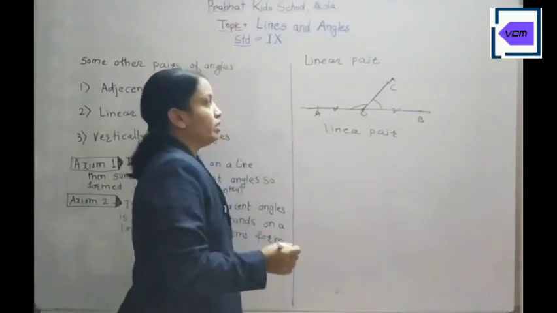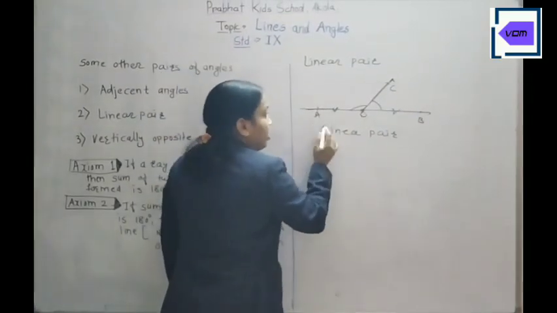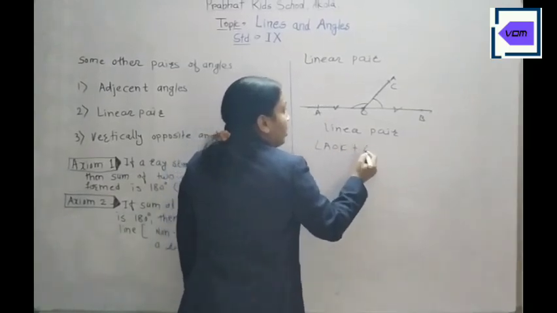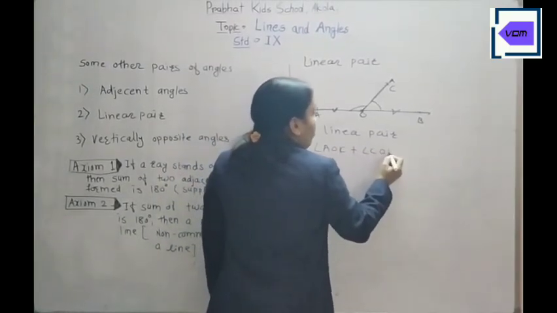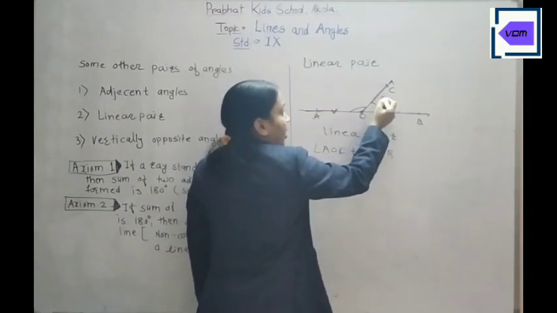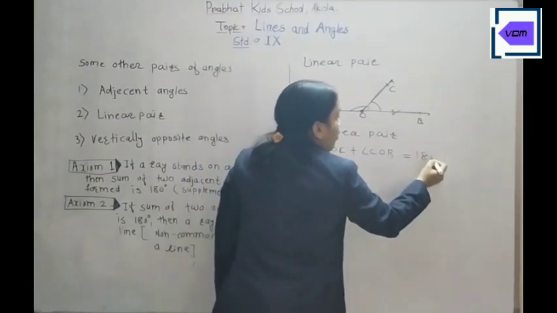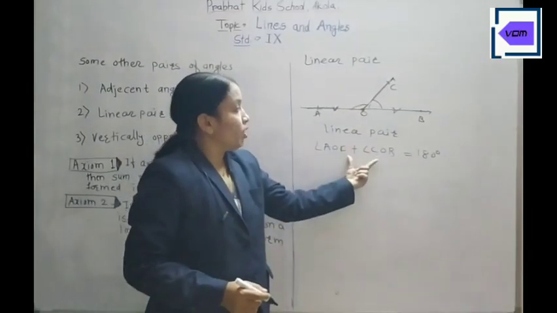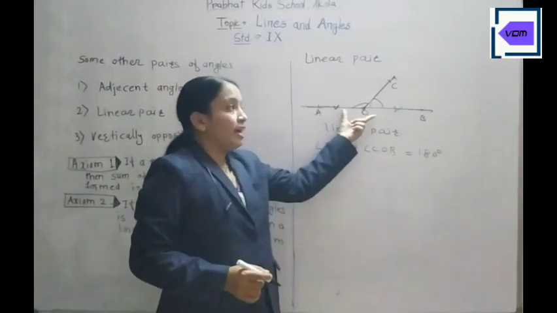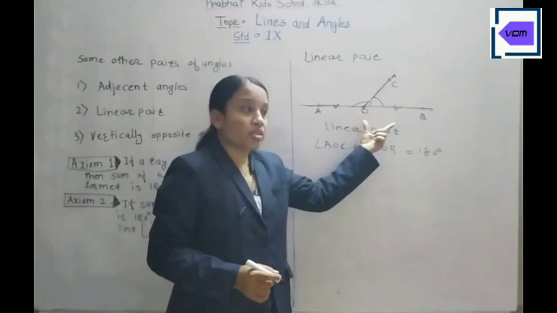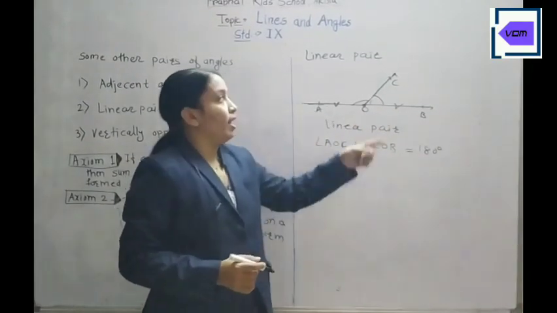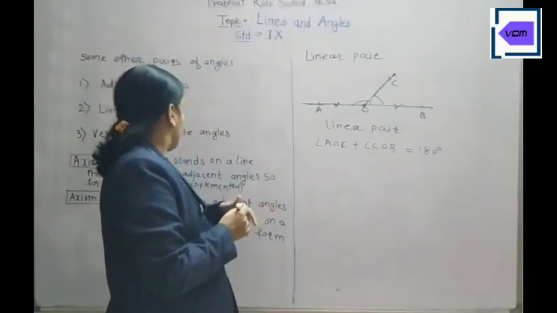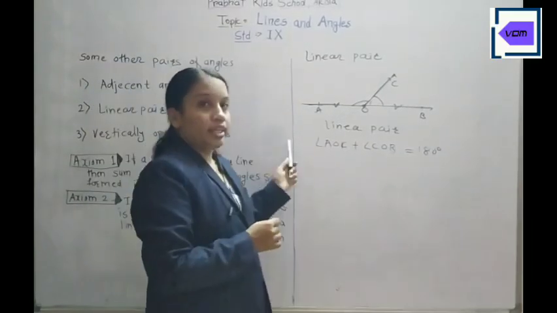Now if you observe, what is the sum of these angles? Angle AOC plus angle COB is equal to 180 degrees. Then that is called a linear pair, meaning the adjacent angles having the sum 180 degrees are called a linear pair. Okay. Now next we will see the vertically opposite angles.